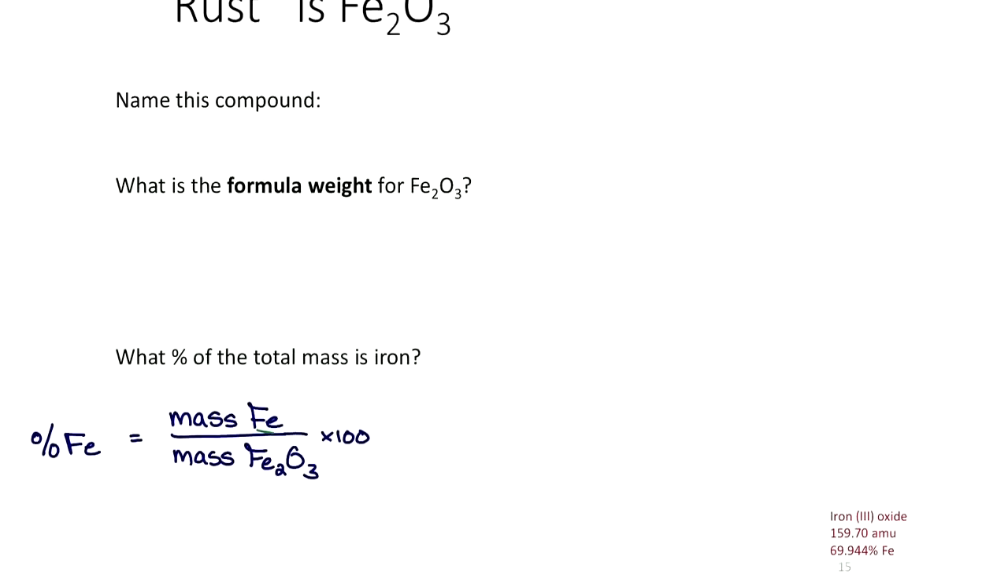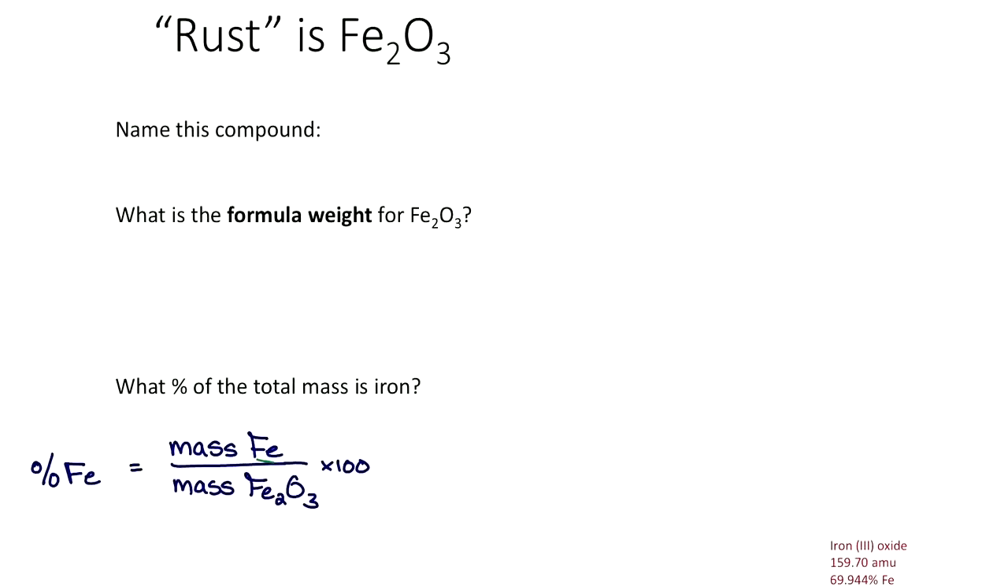Okay, so let's do one more. Rust. Rust, like at the bottom of your vehicle, is Fe2O3. Let's name this compound.